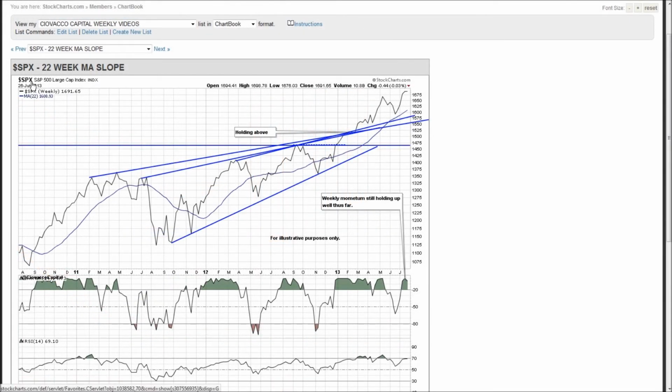Weekly S&P 500, good things tend to happen when the slope of the 22-week is positive. Slope is positive, price is above. Good things tend to happen when weekly momentum remains in overbought territory. We're still in overbought territory where good things tend to happen. How you use all of this: if you move out of overbought territory for this one indicator, it's a yellow flag. As long as you remain in it, we're healthy.